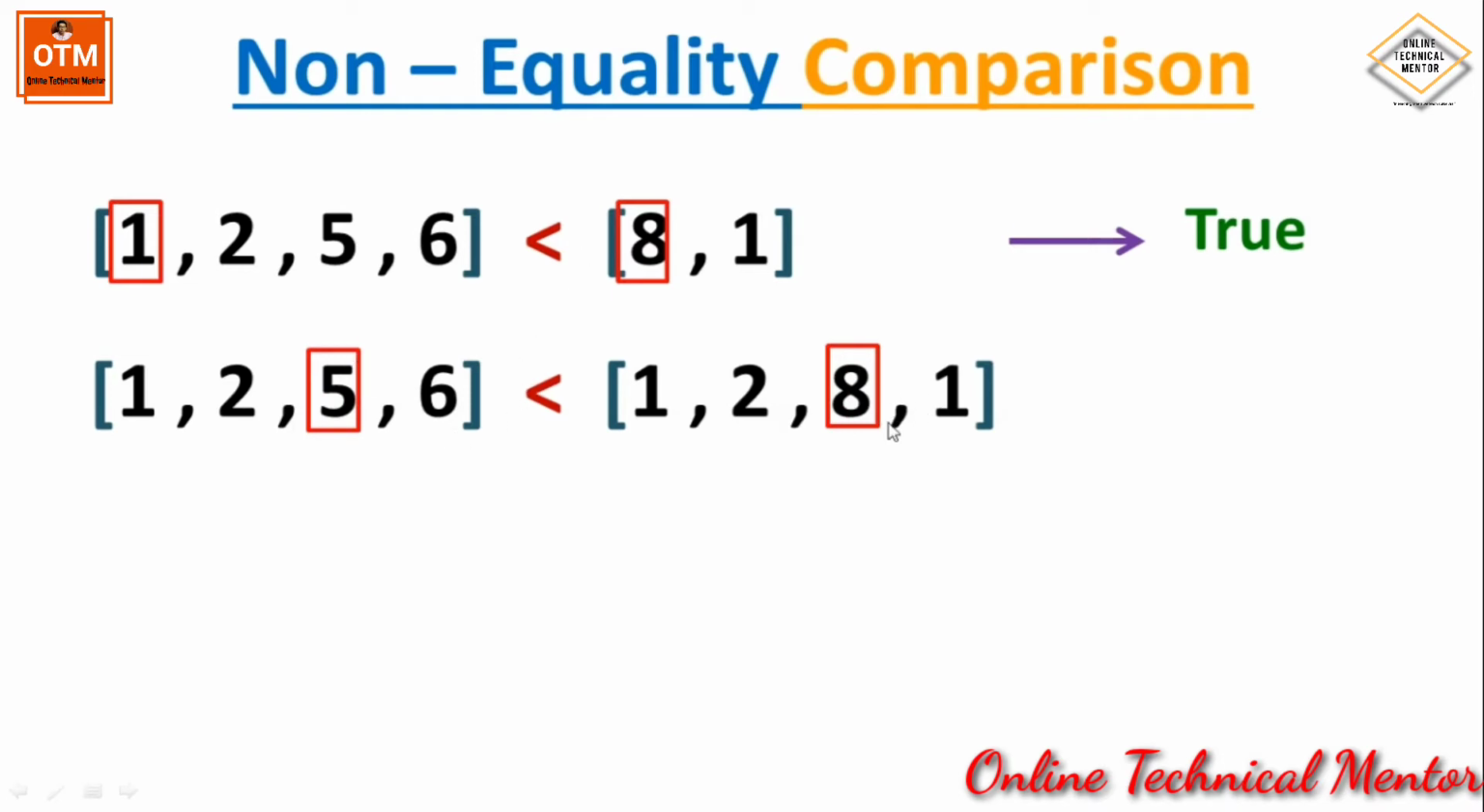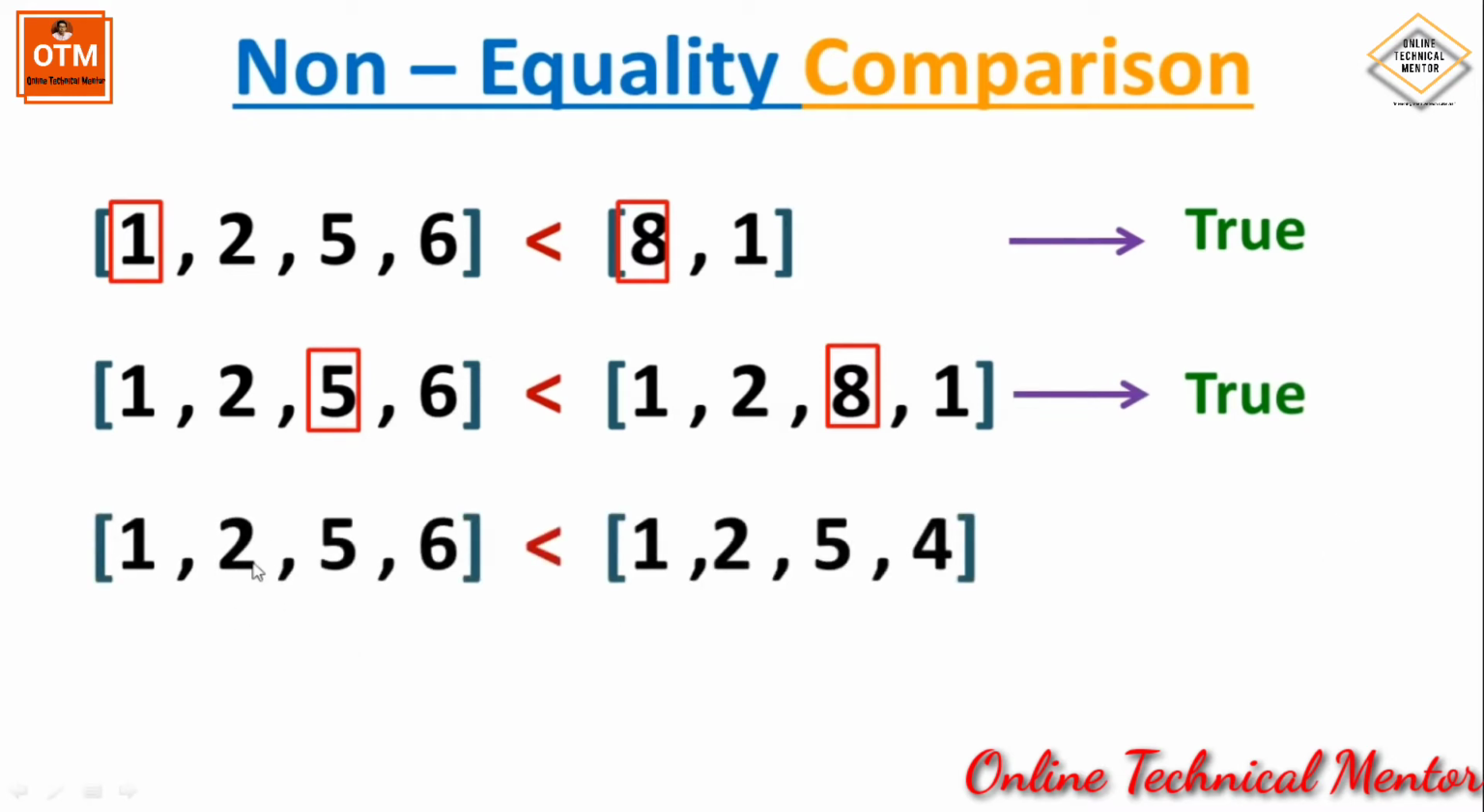They differ by value with each other. So it will check whether 5 is less than or equal to 8 or not. Yes, 5 is less than 8, so it will return true. Let me take another example. Say here 1, 2, 5, 6 and here 1, 2, 5, 4.